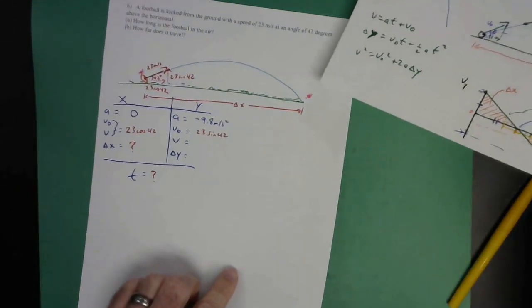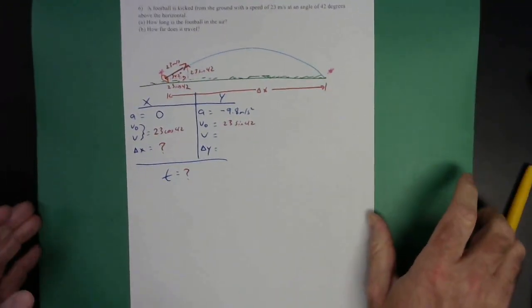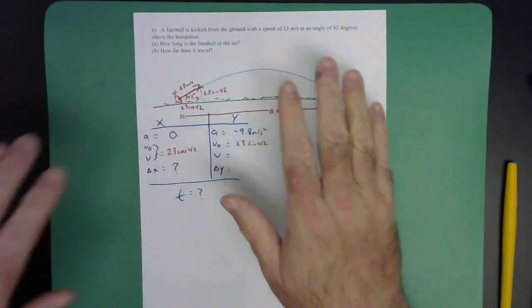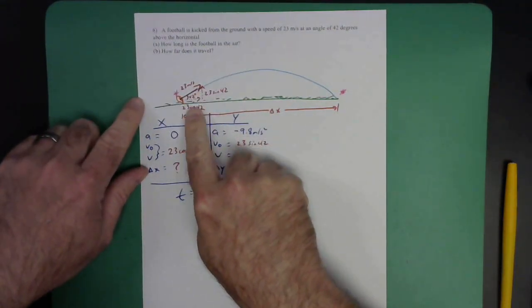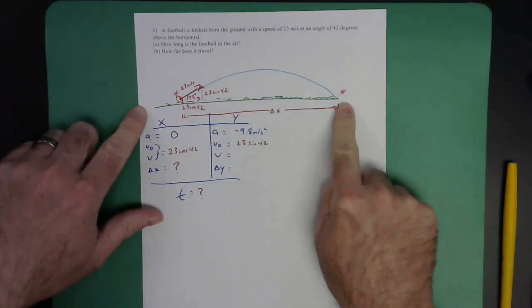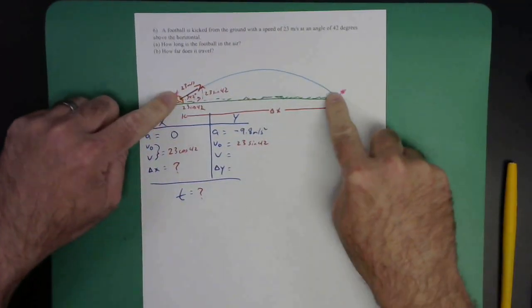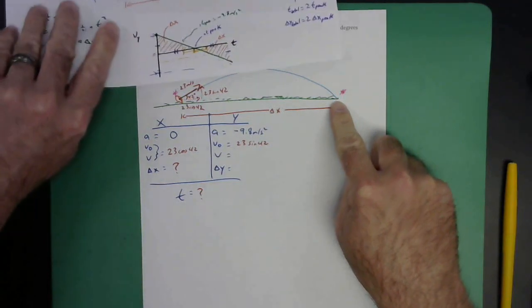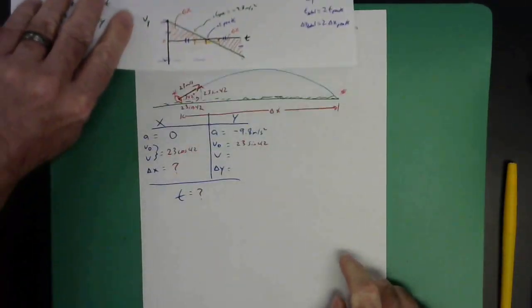Okay, now that we've done that, we can get back to problem number 6. Wow, that was a long aside. Here we go. A football is kicked from the ground at a speed of 23 meters per second, 42 degrees above. That's right, same height to same height. This is a type 2. What else do we know then if we're going from here to here? Look, same height to same height. There's a whole list of stuff we know.